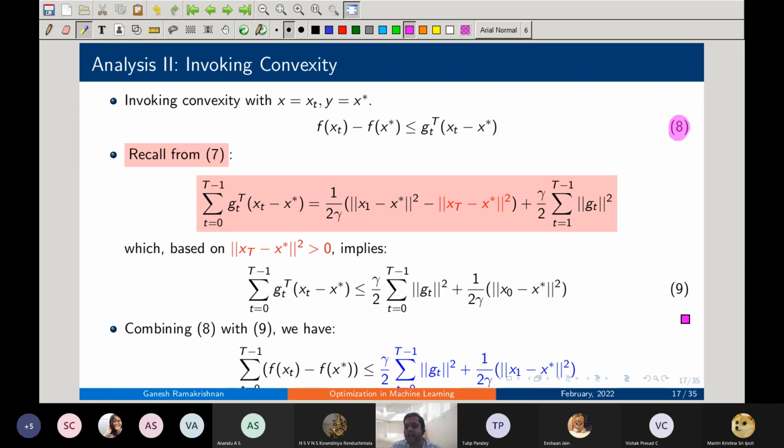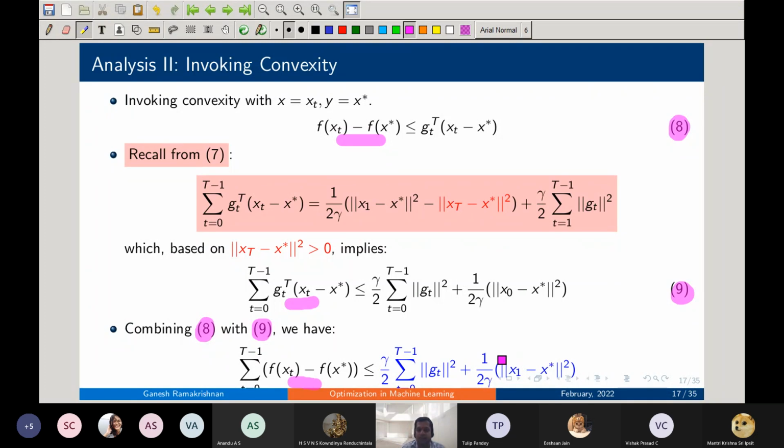Okay, so combining 8 and 9, what do we get? What we had got was f of xt minus f of x star, which is exactly the form we want. This part being lower bounded by f of xt minus f of x star, so we are able to use that here, is less than or equal to the terms on the right. Now I have deliberately put some parts in blue.